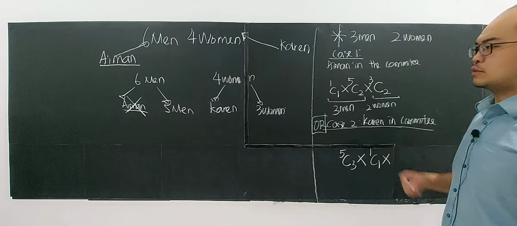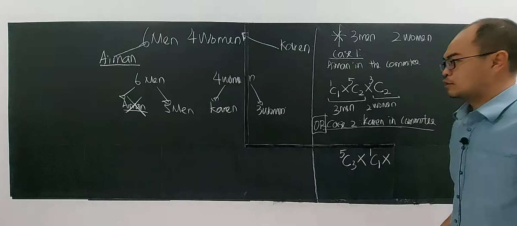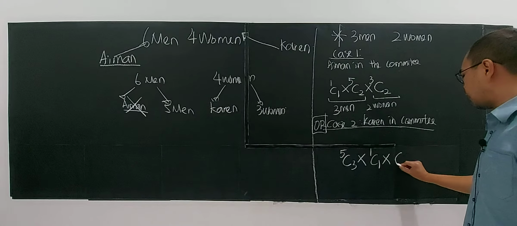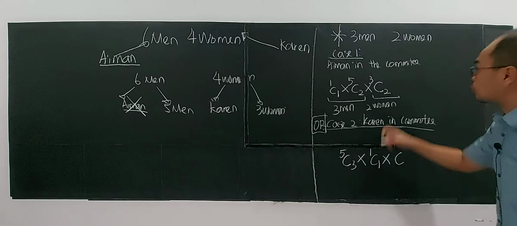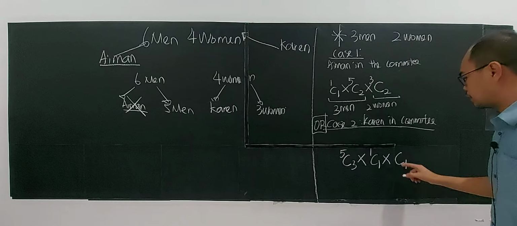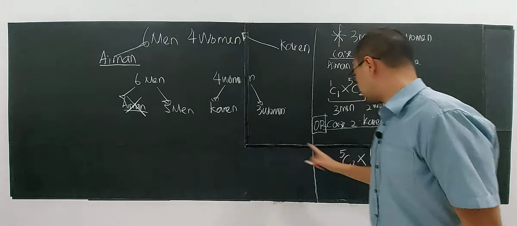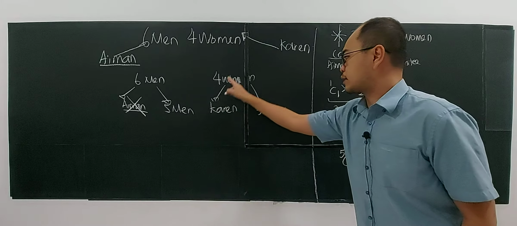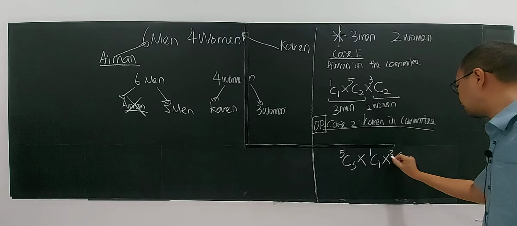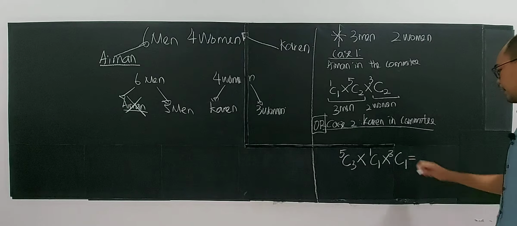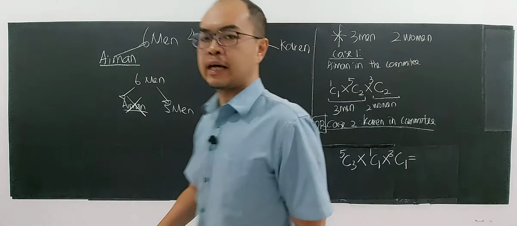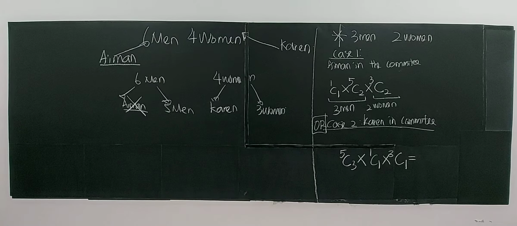I want to be inside the committee. Okay, you go in. So now, how many women do I still need? I need 2 women, and Karen is in, so I need 1 more. Where does the 1 more come from? Karen is already inside. So of the 4, 1 is Karen, leaving 3. The 3 remaining women will be another combination.